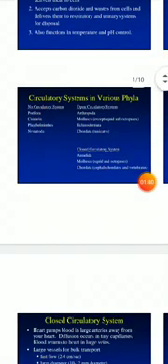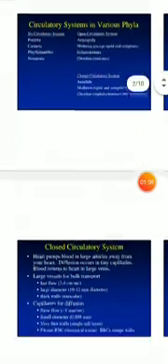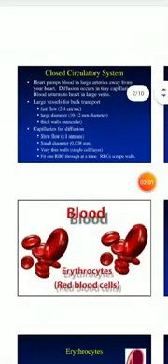Generally, we have two types of circulatory system: one is open and two is closed. Generally, cockroaches, arthropods and mollusks like apple snails have an open circulatory system. But in the case of mammals like us, cat, dog, we have a closed circulatory system. Now we will read about the closed circulatory system.